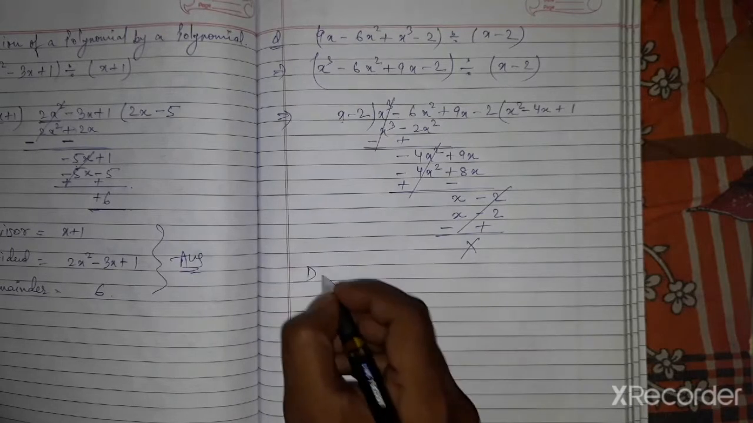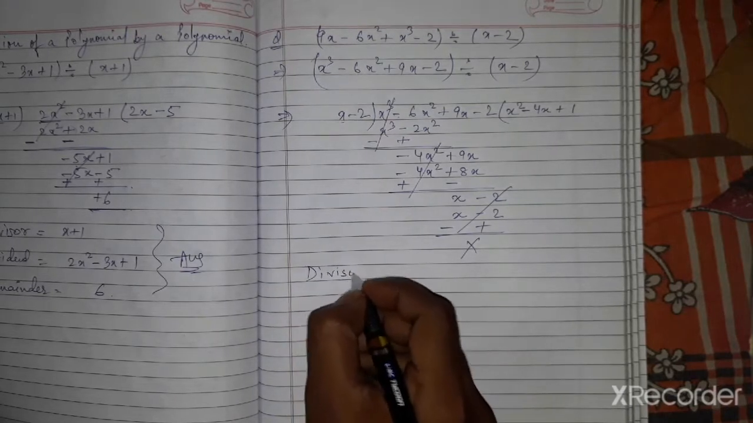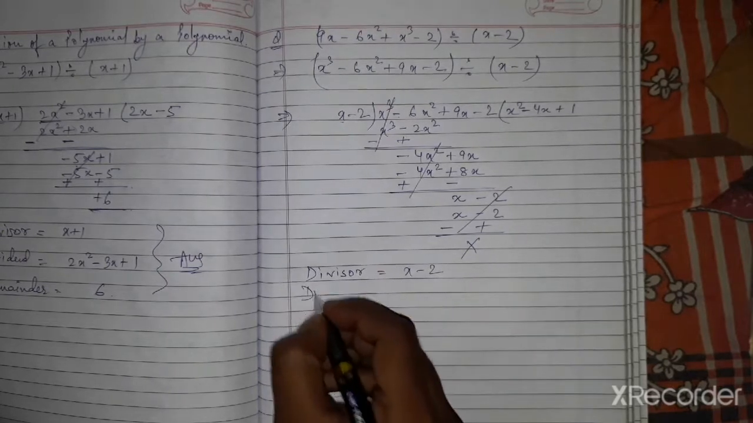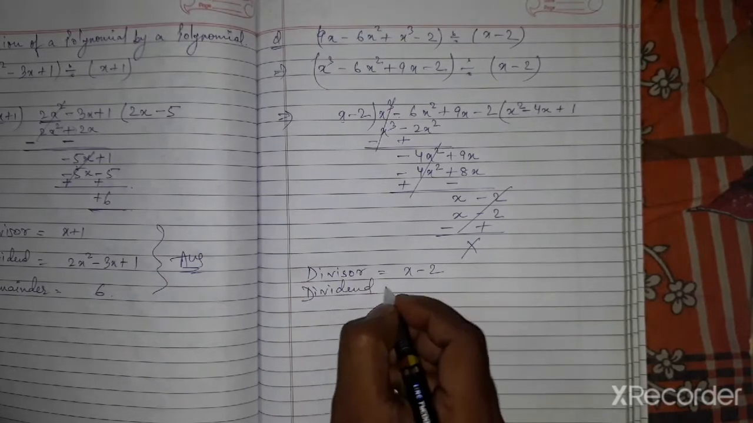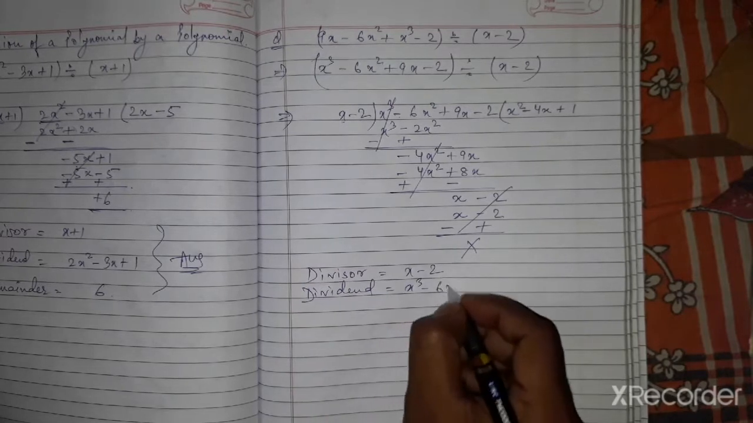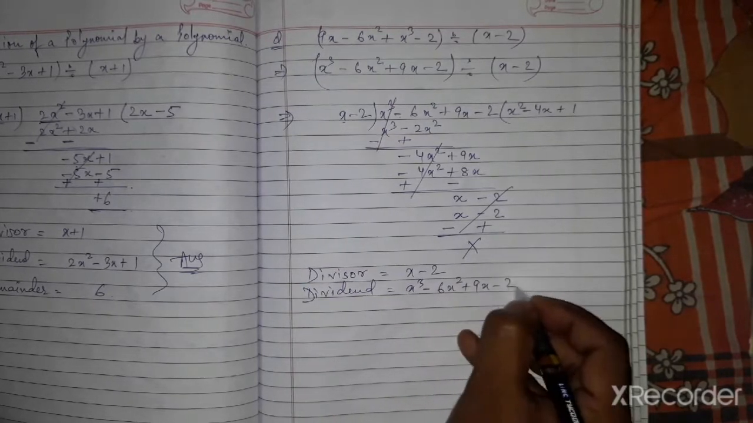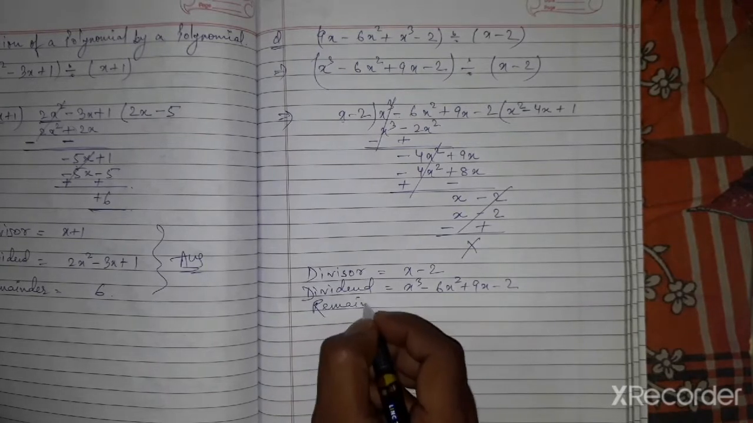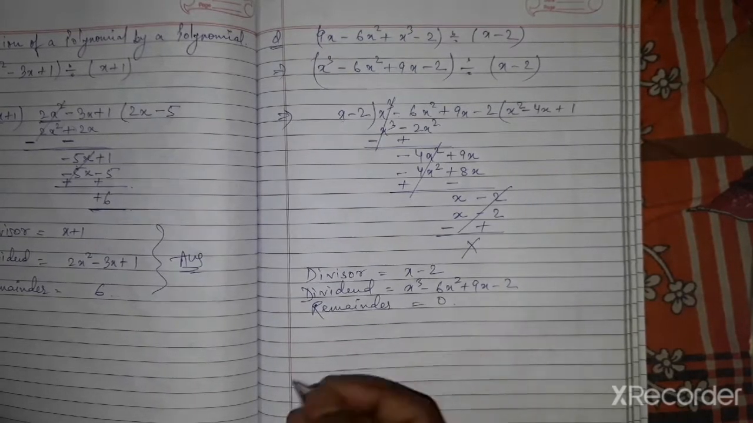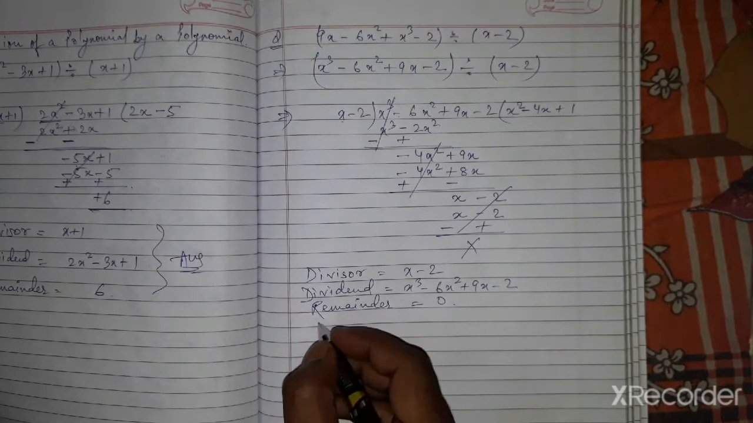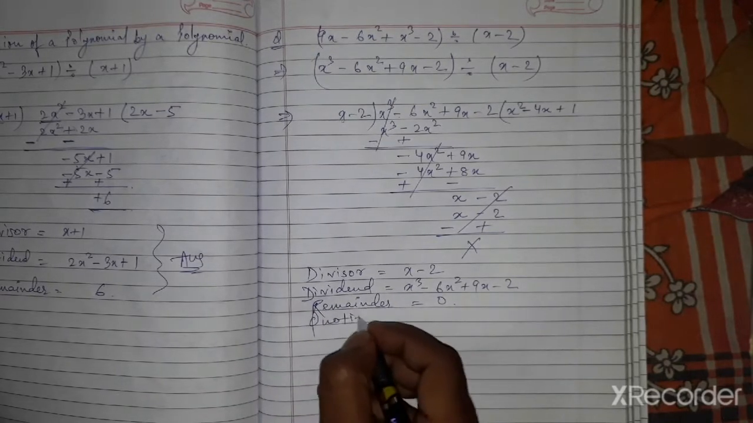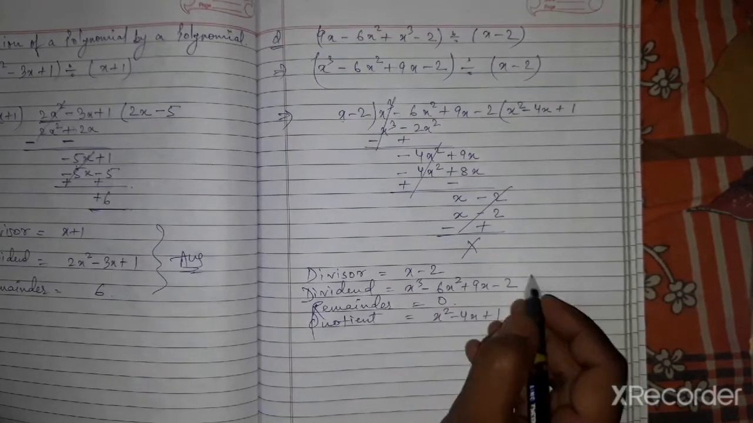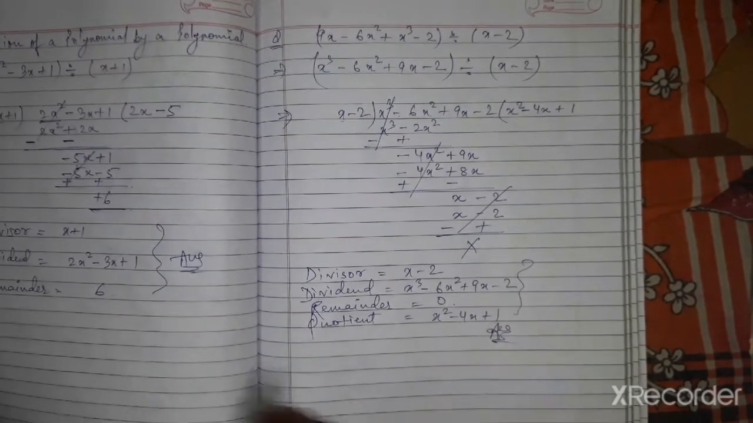So you may write it this way: divisor is equal to x minus 2, dividend x cube minus 6x square plus 9x minus 2, and remainder 0. Sorry, I have not mentioned earlier the quotient. The quotient is x square minus 4x plus 1. So this all will be my answer.